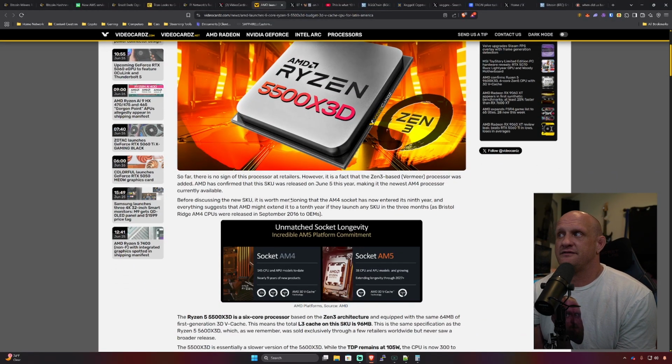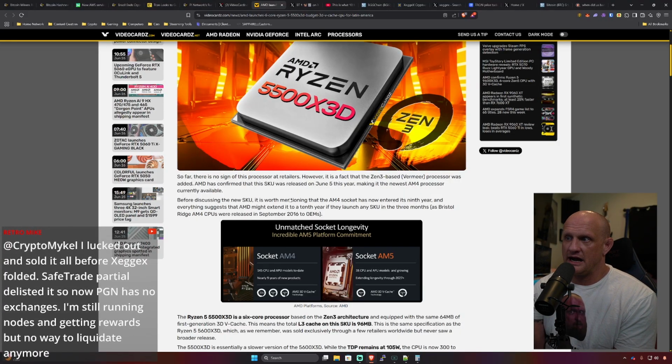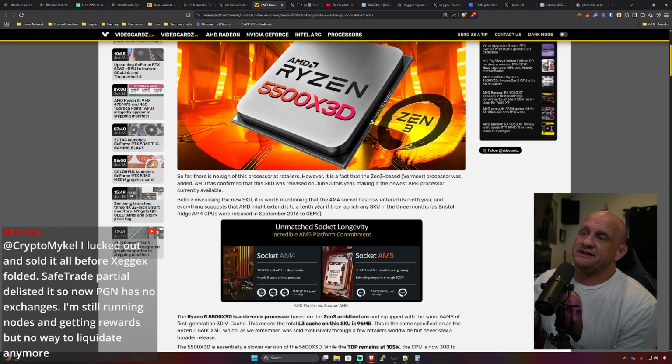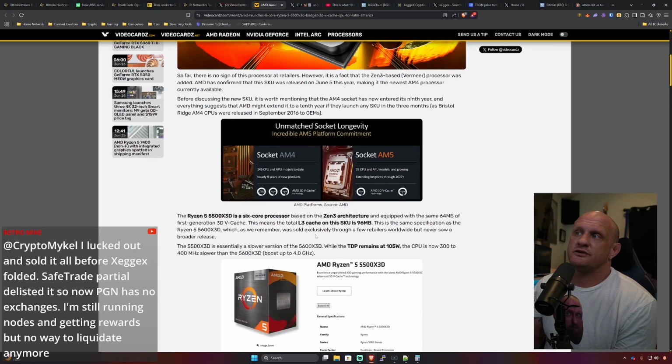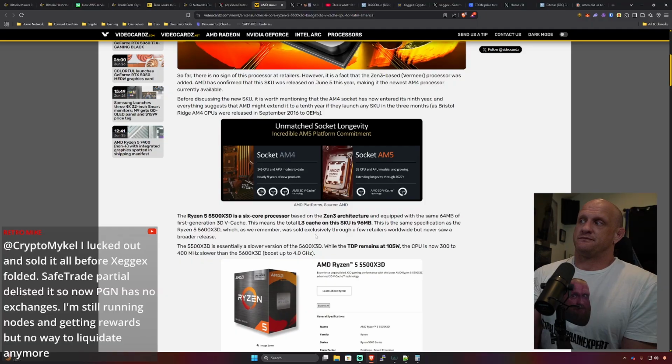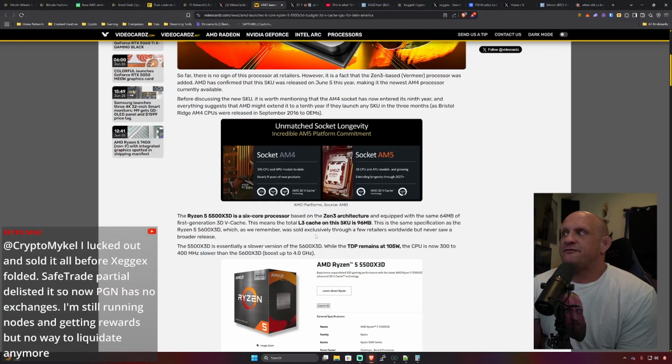Now I haven't seen if there are any retailers out with this at this point, but the 5500X3D is going to be a 6-core, 12-thread processor based on Zen 3 architecture, equipped with the same 64 megabytes of first-generation 3D V-Cache. This means the total L3 cache on this SKU is 96 megabytes.